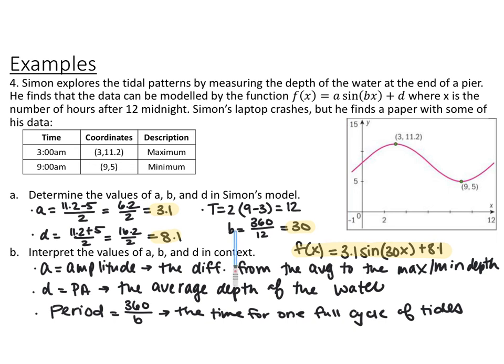And then B, if you do 360 divided by B, that's the period. So that's how long it takes for one whole cycle of tides to happen. So it takes 12 hours for the cycle of tides to repeat. B itself is how much faster or slower this model is going than your standard sine graph. So this has been sinusoidal functions and finding all the pieces of your sinusoidal functions using given information.